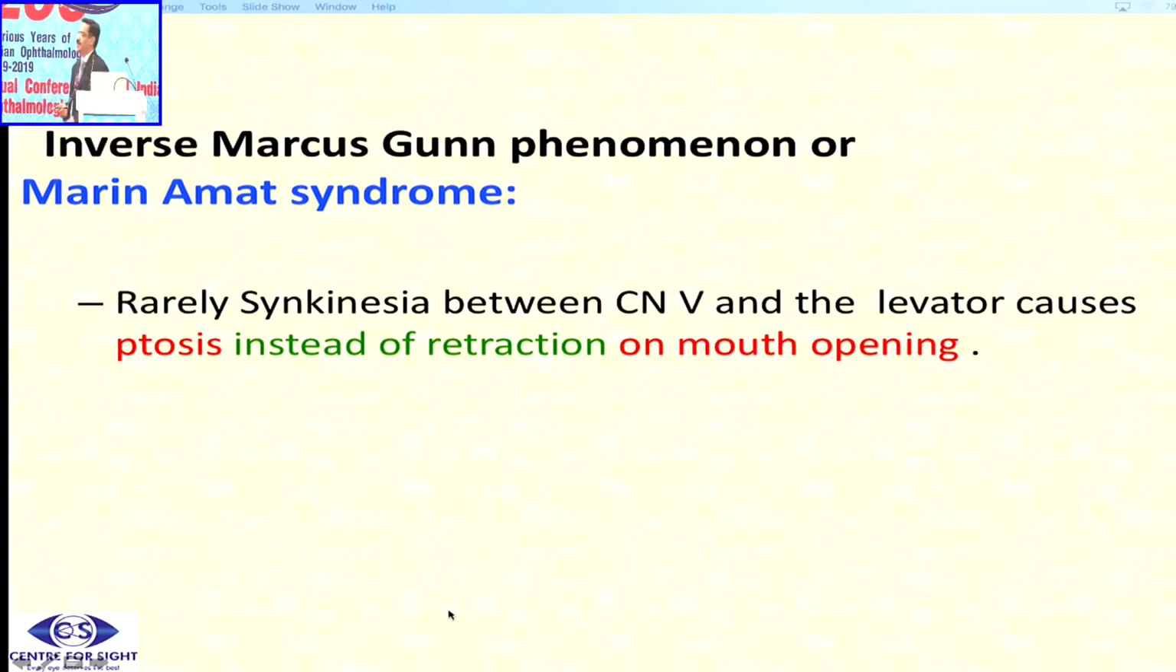Then there is yet another phenomena which is known as inverse Marcus-Gunn phenomena, or also known as phenomena of Marin-Amat. Here, instead of ptosis, there is retraction on mouth opening. So nothing great, but you must know this name. In some of the quiz, you may be asked about this.